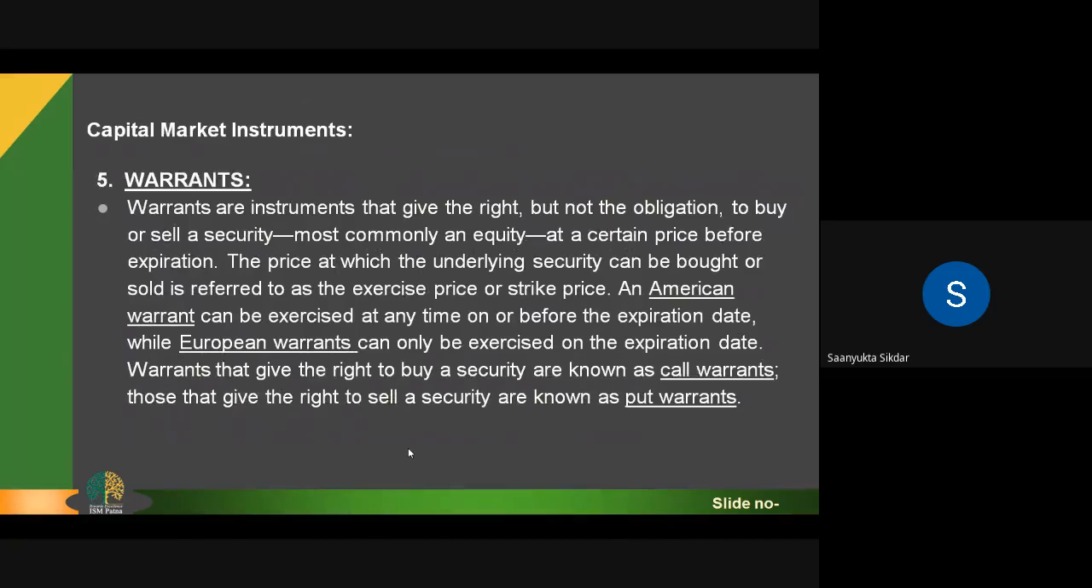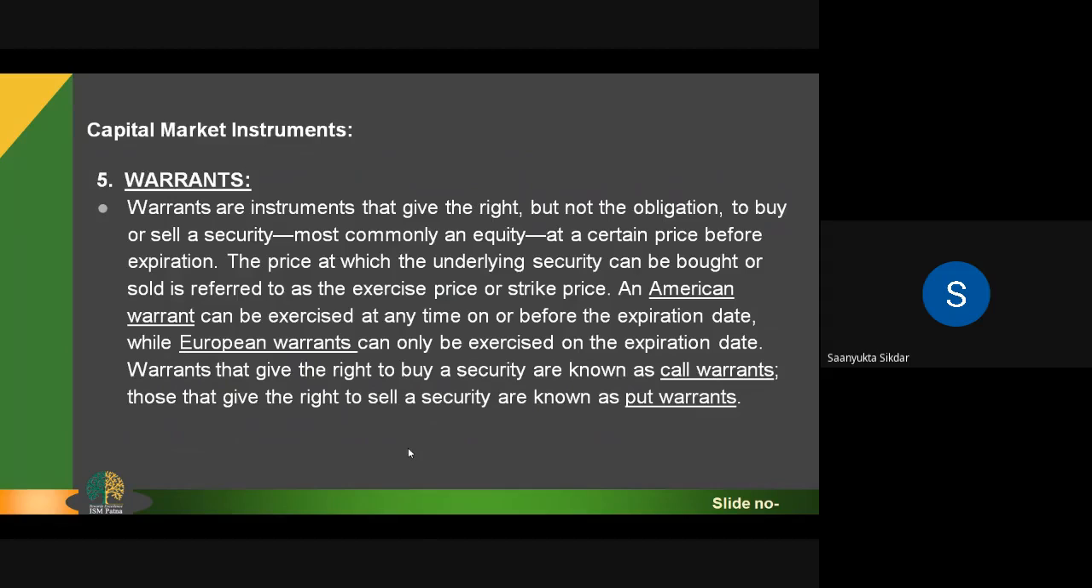Another important one is warrants. What are warrants all about? Warrants are instruments that give the right but not the obligation to buy or sell a security, most commonly an equity, at a certain price before expiration. The price at which the underlying security can be bought or sold is referred to as the exercise price or the strike price. The working of warrants is similar to options.